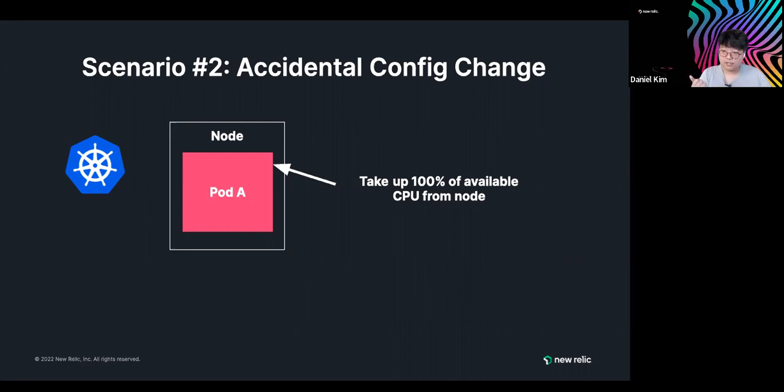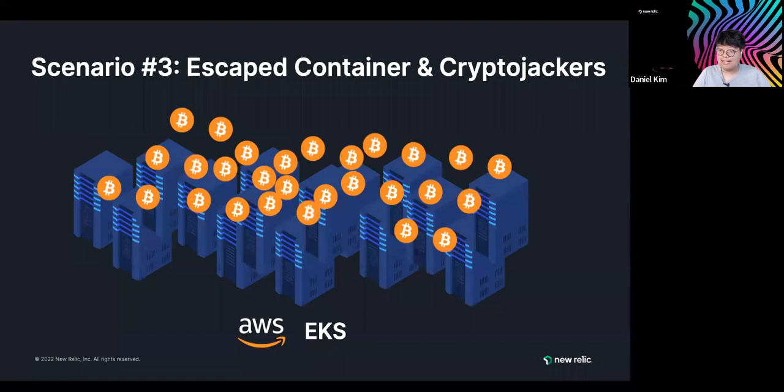So yeah, that's another scenario. The third scenario, I think it's the most exciting yet terrifying scenario, is escaped containers and cryptojackers. There have been multiple instances in the news where hackers have gotten control over customers' AWS EKS or other Kubernetes clusters and installed malicious code like cryptojackers and other things that take up many resources that are not being used for your business purpose.